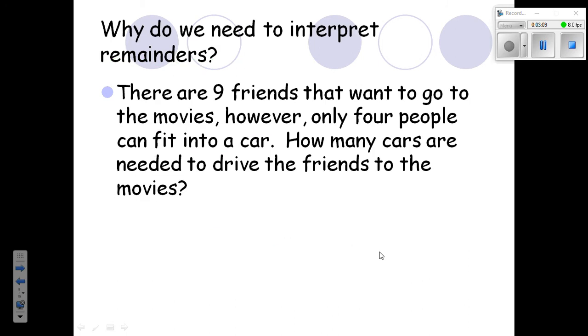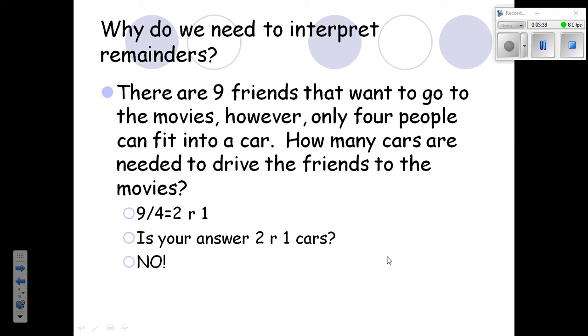There are 9 friends that want to go to the movies. However, only 4 people can fit into a car. How many cars are needed to drive the friends to the movies? We know this is a division problem. We're starting with a total of 9 friends. So let's see here. 9 divided by 4 is 2 remainder 1. Can my answer be 2 remainder 1 cars? No, it cannot.